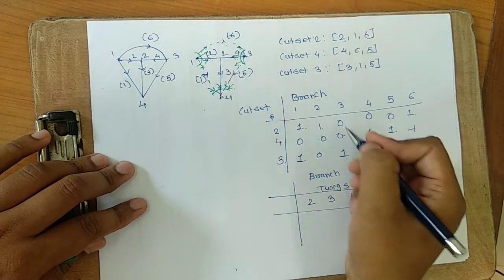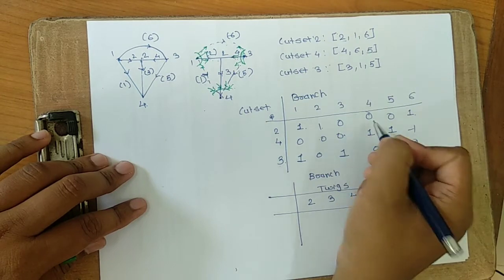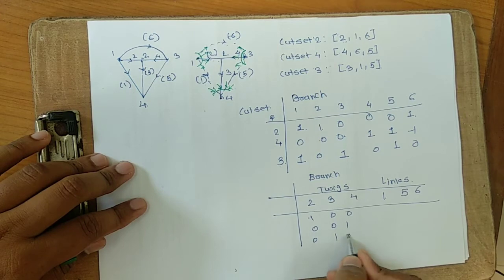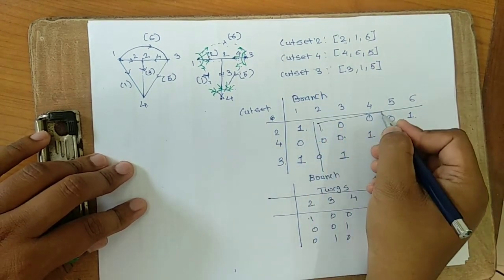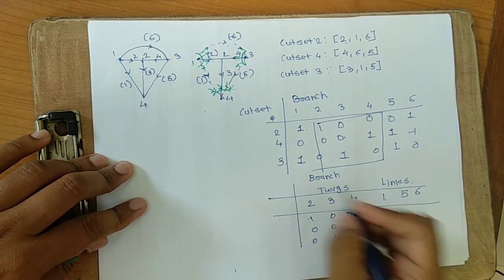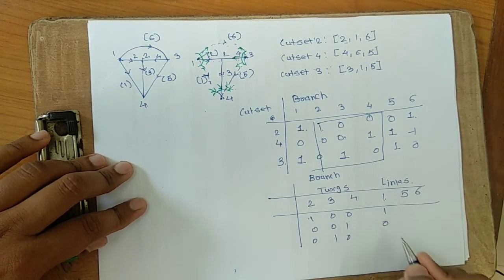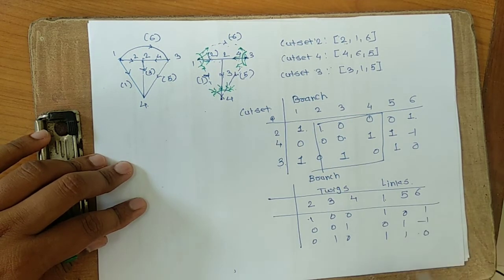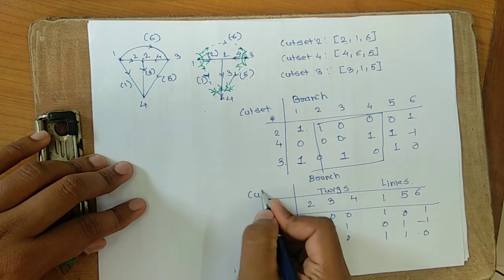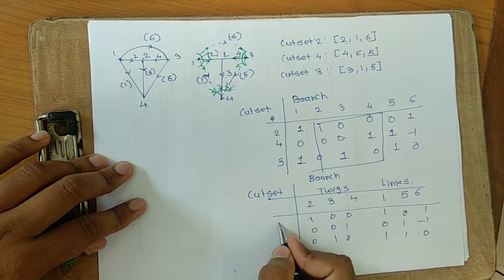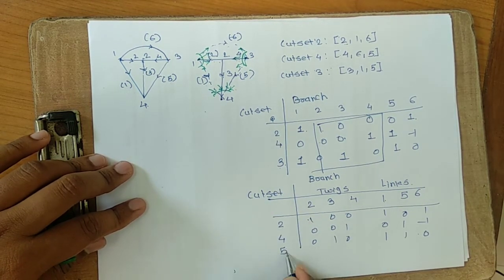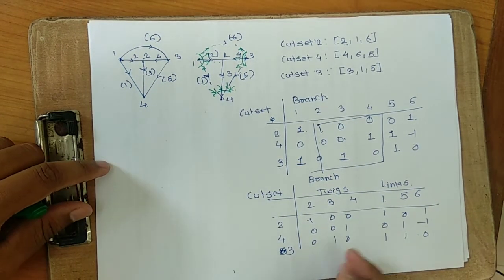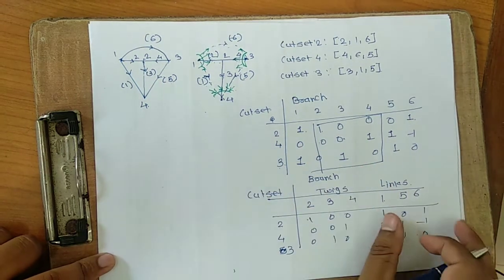So below that I will write the rows directly for 2, 3, 4, that is 1, 0, 0, 0, 0, 1, 0, 1, 0. So this 2, 3, 4 I have written here. Again for 1, 5, 6: 1, 0, 1, 0, 1, 1, 1, minus 1, 0. Like that you have to form the cut sets, 2, 4 and 3. So that is the way you have to find out the cut set matrix by using this method.